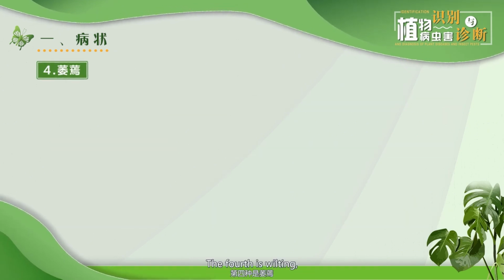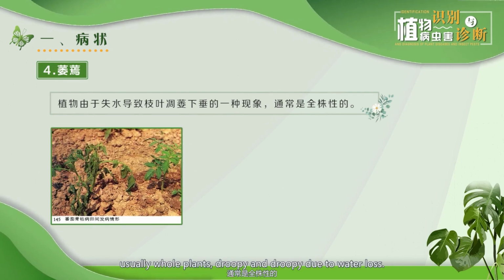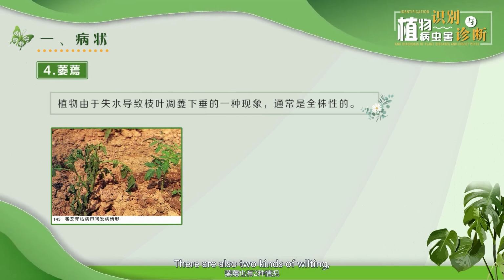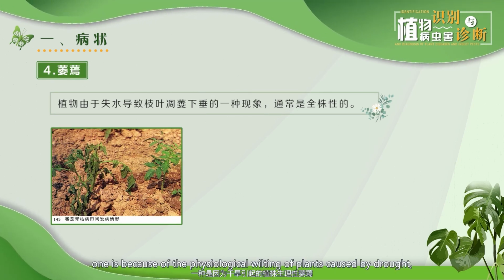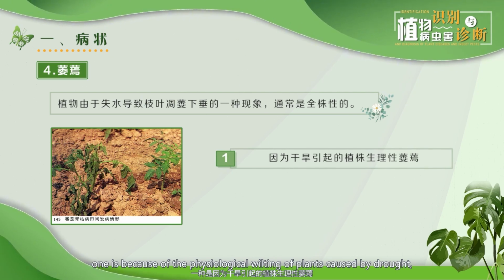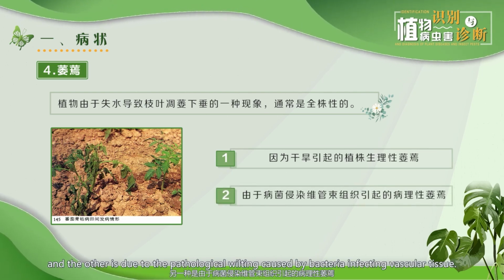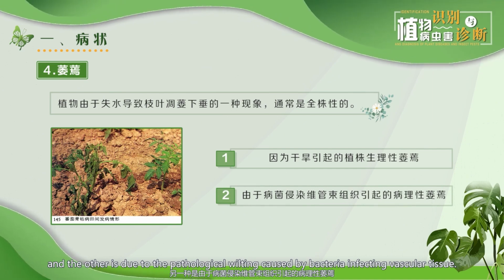The fourth is wilting, which is a phenomenon in which plants, usually whole plants, droop due to water loss. There are also 2 kinds of wilting. One is the physiological wilting of plants caused by drought, and the other is the pathological wilting caused by bacteria infecting vascular tissue.